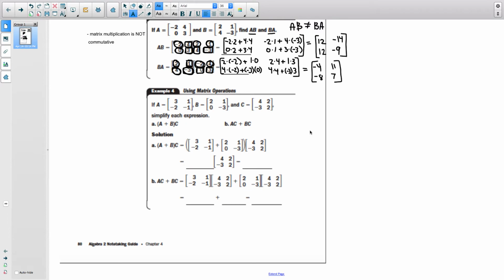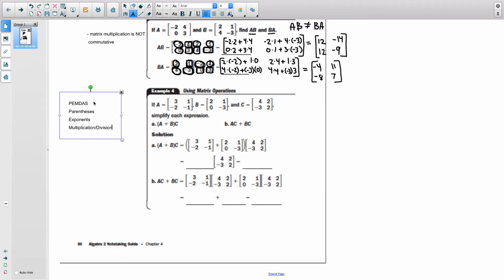Okay, so using matrix operations. This is going to be sort of like order of operations, but using matrices. Order of operations, that's PEMDAS. Just a refresher of what that is. PEMDAS, which means parentheses first, exponent second, multiplication slash division. Of course, they go together, so you would do both of them, left to right, whichever comes first.